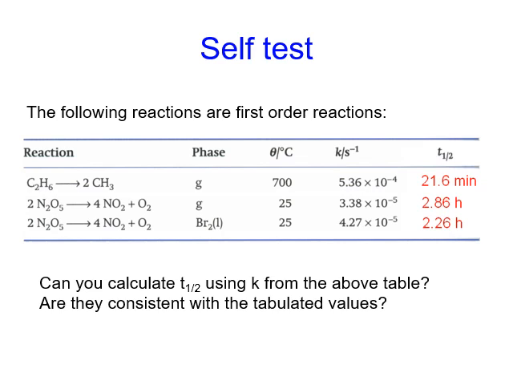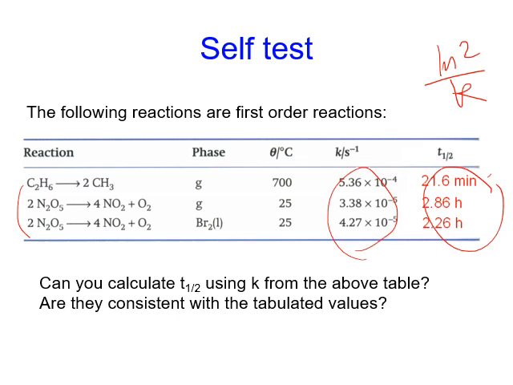Here are some examples of first order reactions. These are all gas phase reactions, and the measured rate constants are given. The half-life can be calculated using ln 2 divided by k. You should be able to get this half-life. When you calculate, the unit is seconds, so I need to change to minutes or hours.